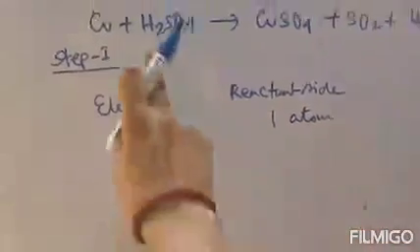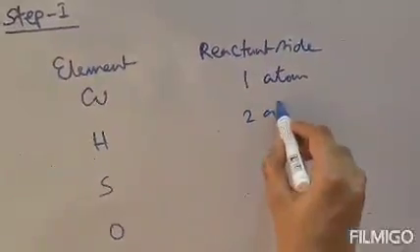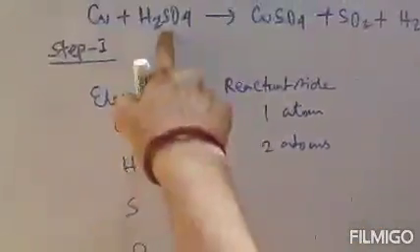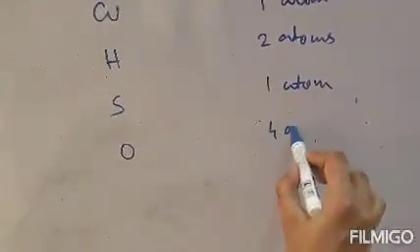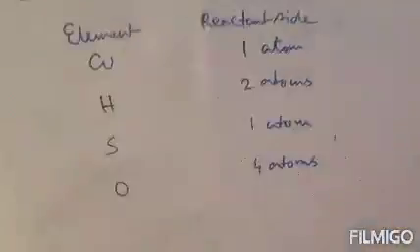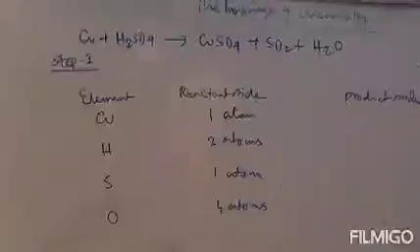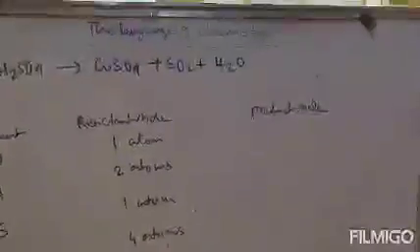Clear? Count the number of hydrogen. 2 hydrogens are present on the reactant side, so write 2 atoms. Now sulfur only 1, therefore sulfur is 1 atom. Oxygen there are 4, that is oxygen 4 atoms. Clear? So we have counted the number of atoms of each element from the reactant side. Now go to the product side.